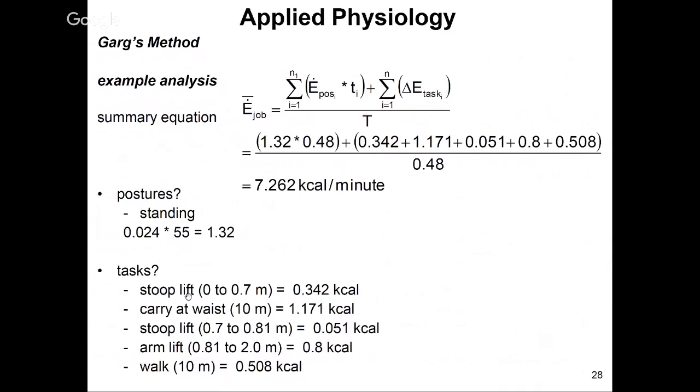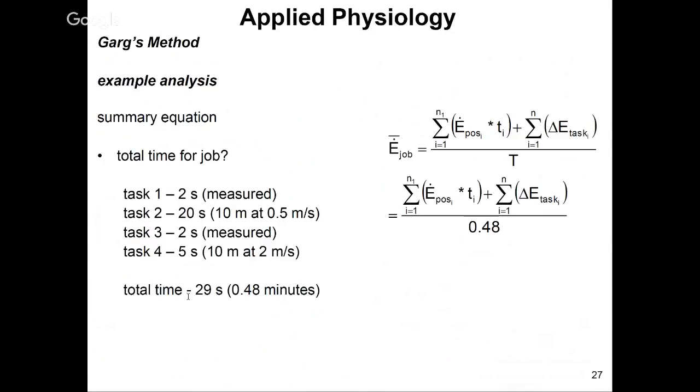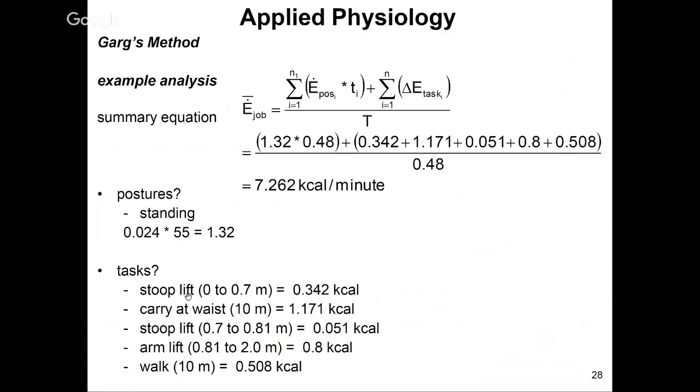So for the postures, this is the postures alone. Okay, so this is how much time in minutes. That's not super clear on here, but does he mention that? Okay, here he does. So 0.48 minutes is the total time. And so we have the sum of the energy for postures times time. And it's standing times the body weight. So that's 1.32. That goes here.